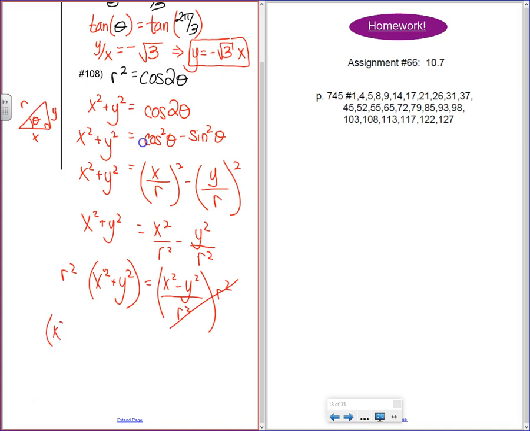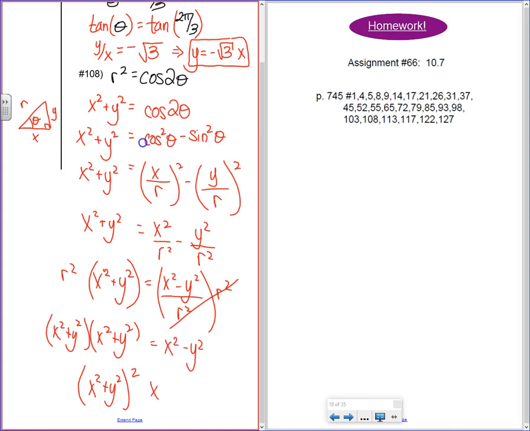So I end up having x squared plus y squared times x squared plus y squared. Oh, that's funny. Isn't that just x squared plus y squared squared? Do you like all the squareds? He's x squared plus y squared. We already had an x squared plus y squared. Now it's x squared plus y squared squared equals x squared minus y squared.